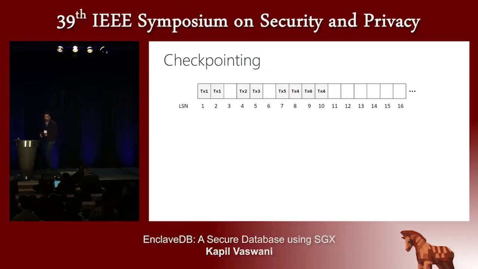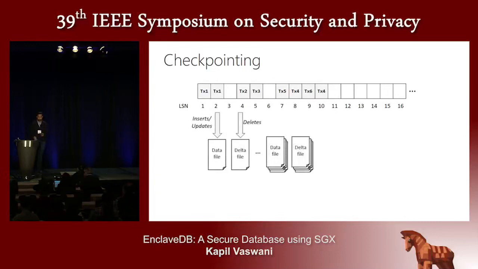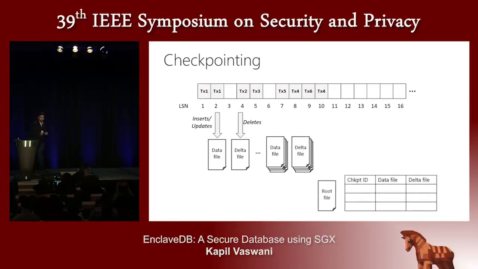And how does checkpointing work? Well, at some point when the enclave decides that the log has grown long enough, it can decide to checkpoint. The checkpointing process reads the transaction write sets and writes them to a set of data and delta files. The names of all of these files are written to something called a root file, which is a list of all the checkpoints that the database has created.